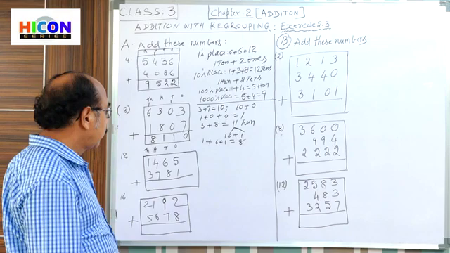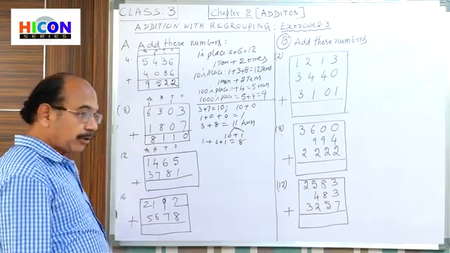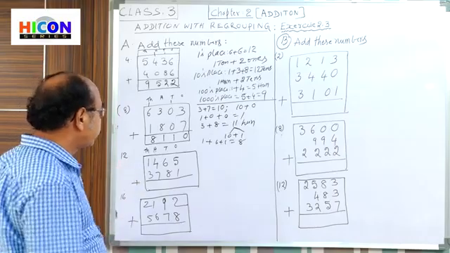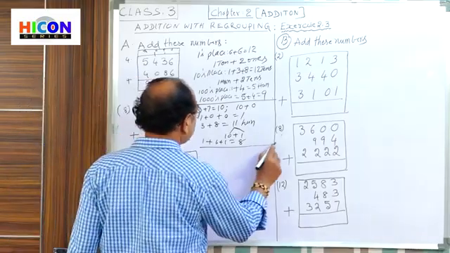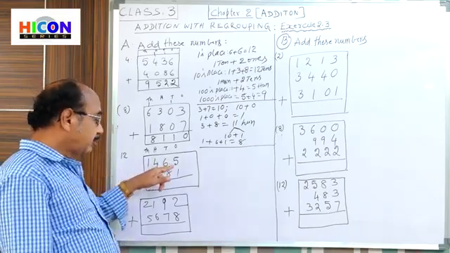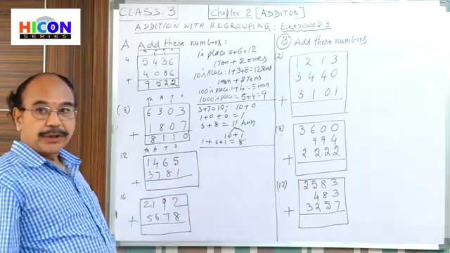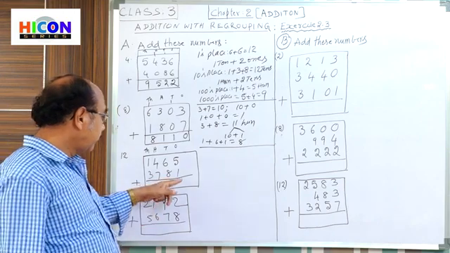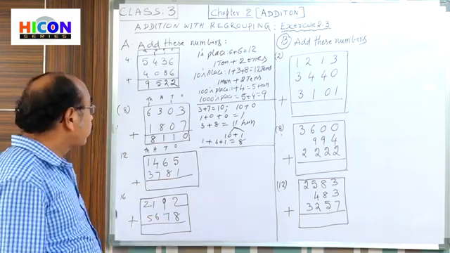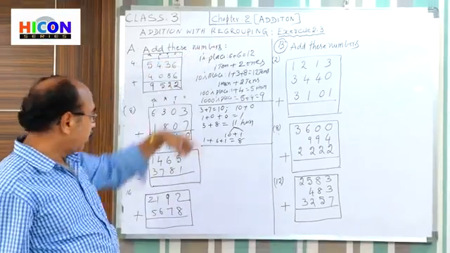Like this way. Okay, children, this is 8th question over. Now come to the 12th question. In the 12th question, 1465, 3781. These are the 4 digit numbers. Now addition. Regrouping. Addition by regrouping.